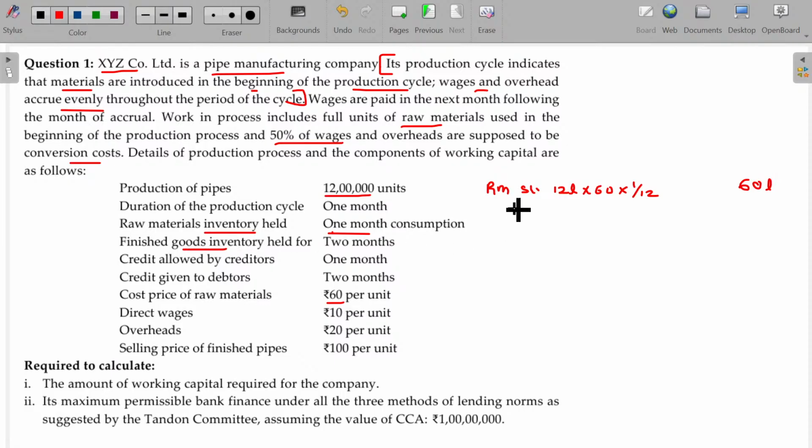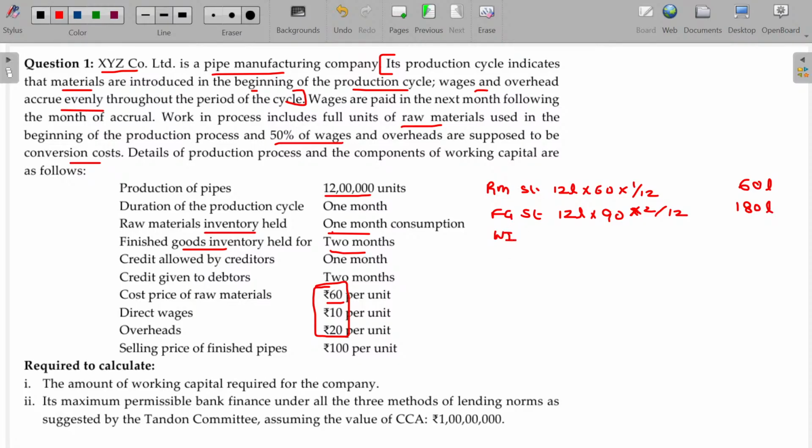Second one being finished goods stock. 12 lakh units. For the finished goods, you have to take all the cost of production: 60 plus 10 plus 20, 90. How many months in stock? 2 months, into 2 by 12. This value is 180.